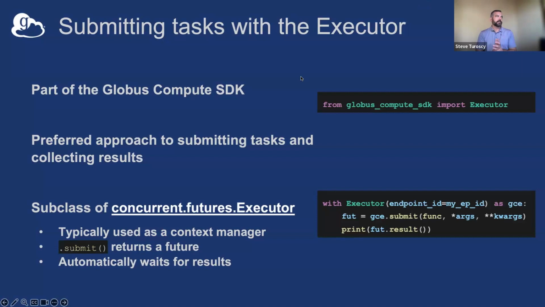How do we submit these tasks? They're done with the SDK and the executor. This is the preferred approach to submitting tasks and collecting results. The executor is a subclass of concurrent futures, it's asynchronous, and submit returns a future. But the SDK automatically waits for those results, so you don't have to write your functions as async await.